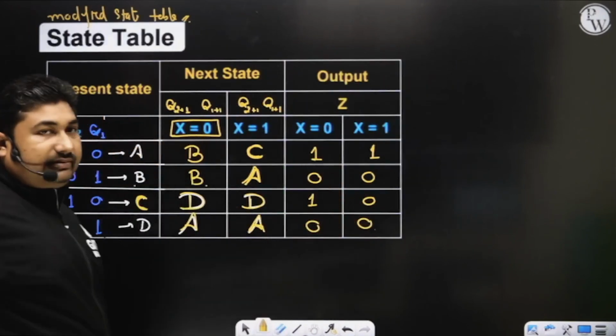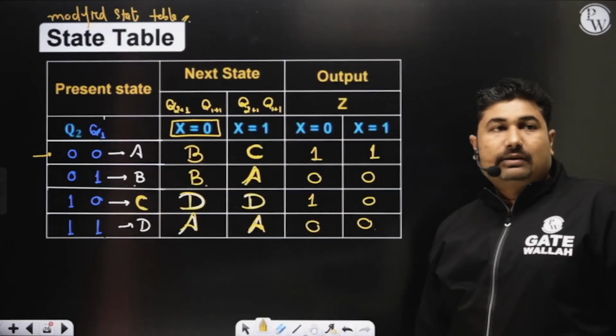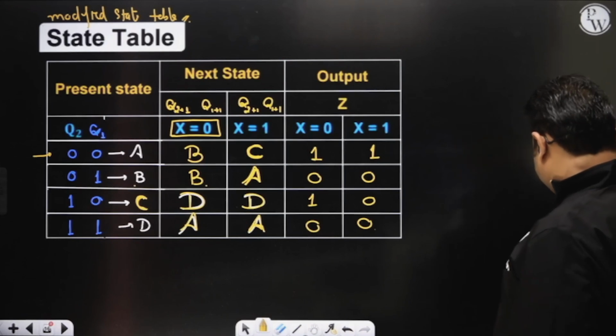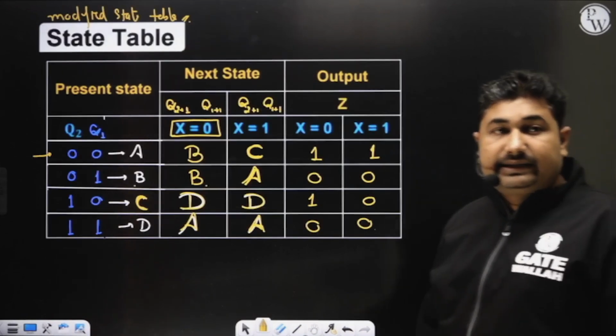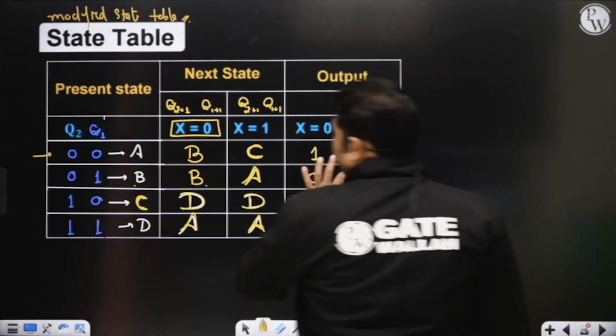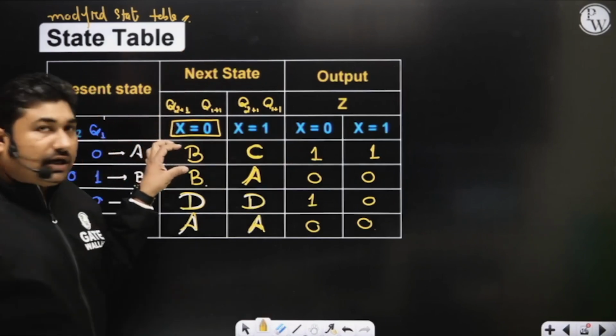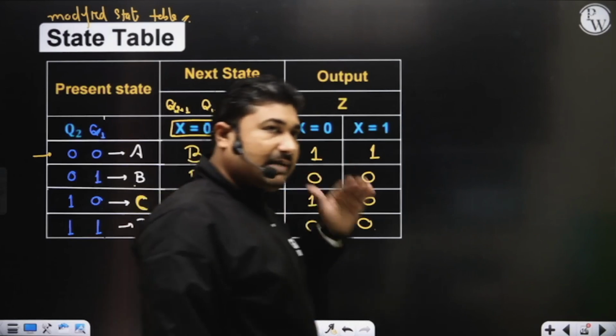Hoping up to this part everything is clear. Now come to the final state table. Again, I am going to write the modified table. I am interested to write the next state in terms of A, B, C, D along with its output.